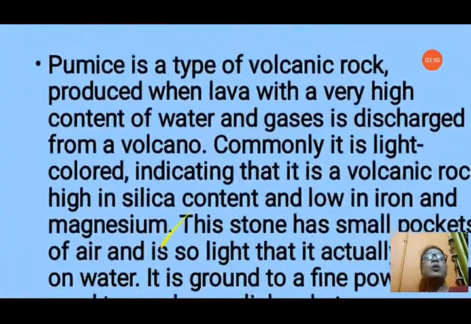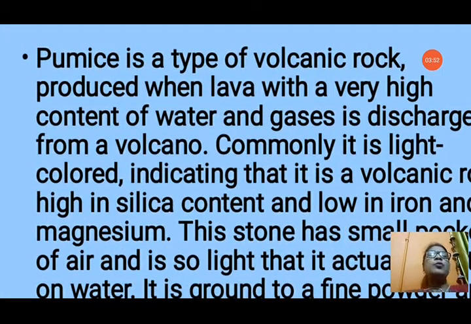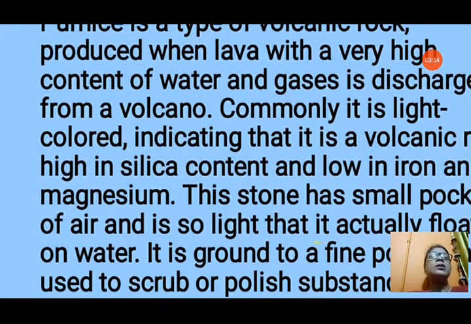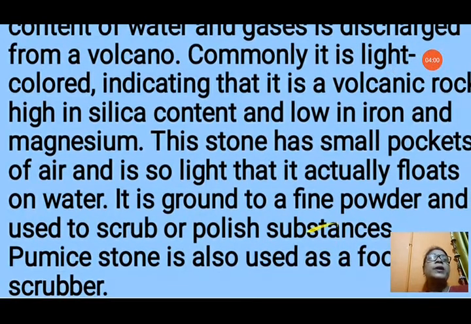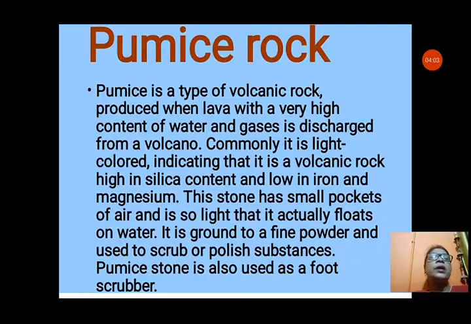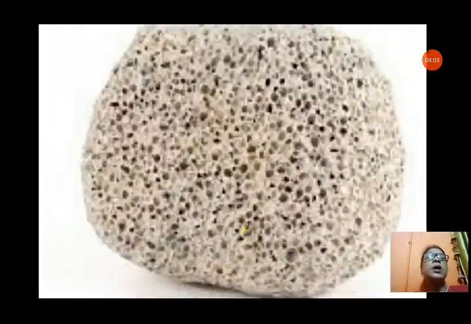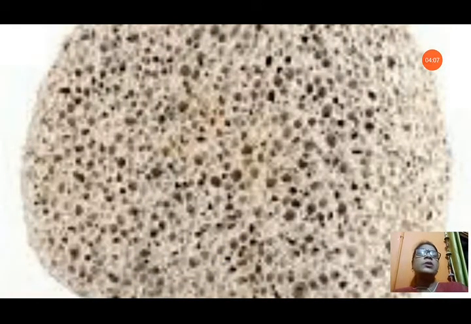Next is pumice rock. Pumice is a type of volcanic rock produced when lava with a very high content of water and gases is discharged from a volcano. Commonly, it is very light colored, indicating that it is volcanic rock high in silica content and low in iron. You can see here how many pores there are, it is a very light rock.